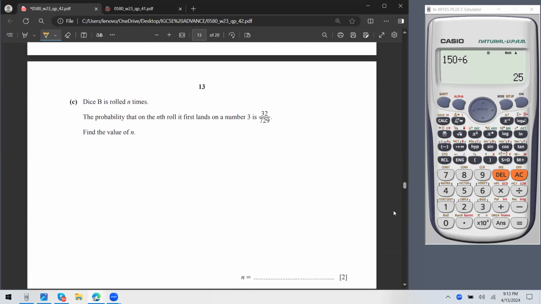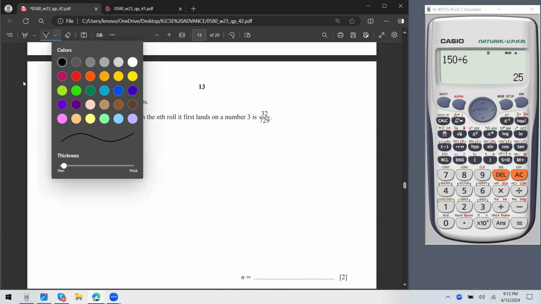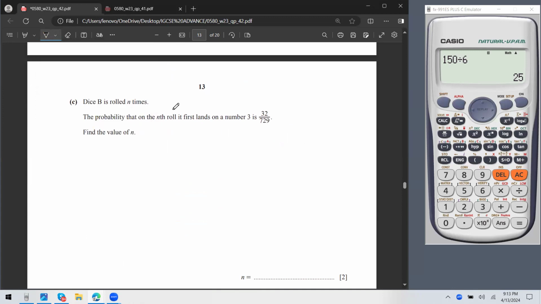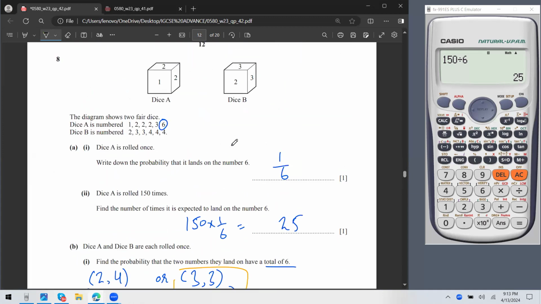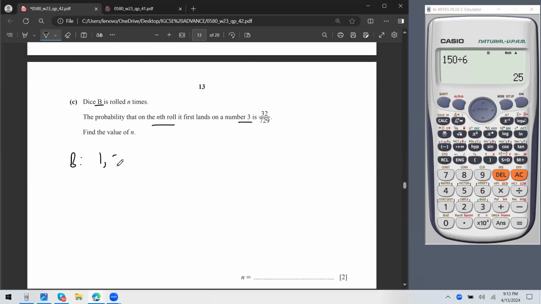We have one more part now. This is the tricky part. Look here. On the nth roll, it first lands on number 3. They're talking about the dice B. What are the B numbers? 1, 2, 2, 2, 3, 6. The probability of 3 is 1 by 6. And what's the probability of not 3? 1 minus 1 by 6, 5 by 6. Right? So, nth roll.